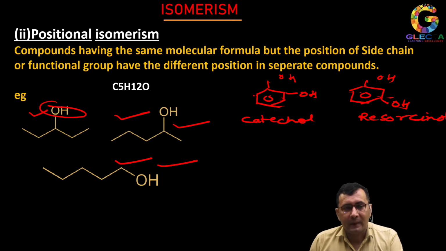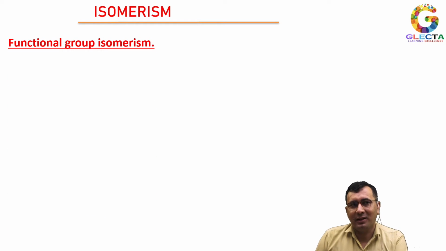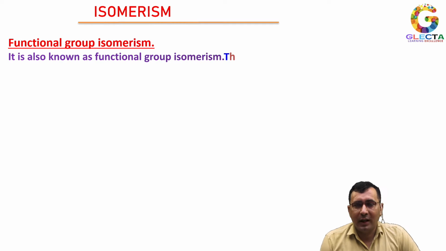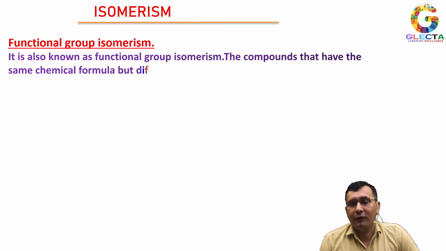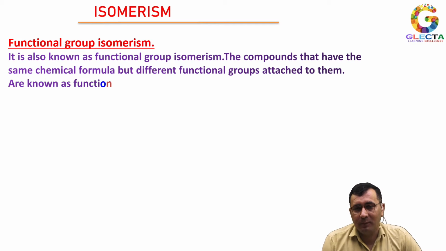So now let us move further to another isomerism, and that is functional isomerism. Very important out of these 6, functional isomerism. Compounds having the same molecular formula but the functional groups are different are known as functional isomers of each other.